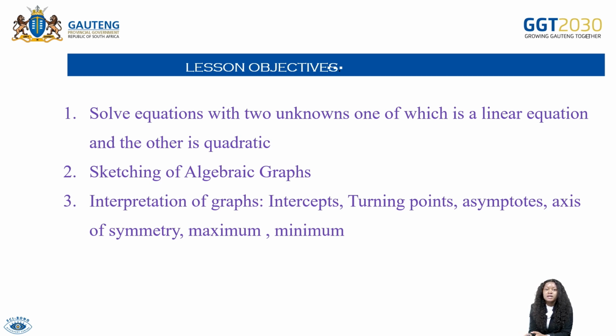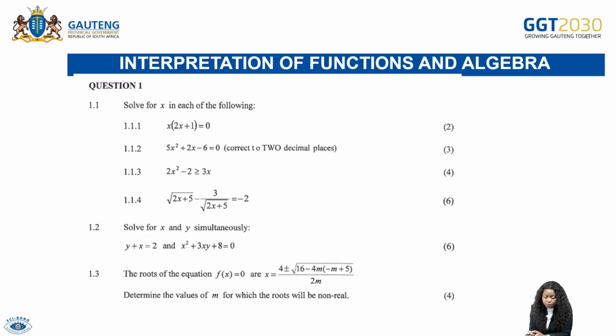You should be able to sketch an algebraic graph, and you should be able to interpret graphs by finding the x and the y-intercept. You should be able to find the turning points in a parabolic graph, and you should be able to find the asymptotes, the axis of symmetry, and the maximum and the minimum values.